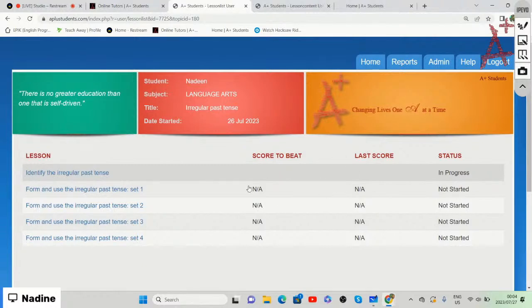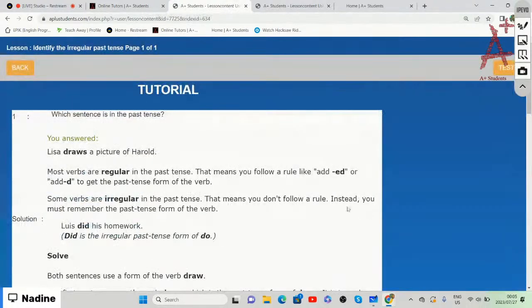So the lessons that we're going to be focusing on under the chapter of irregular past tense are to identify irregular past tense, to form and use the irregular past tense, and then we are going to focus on a few different ways in which we can form and use irregular past tense. There will be about 4 steps to that. So before we continue, let us go to our lesson, which is to identify the irregular past tense.